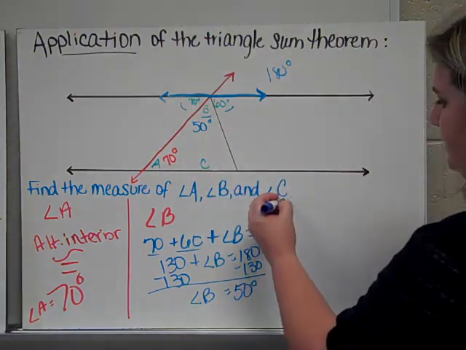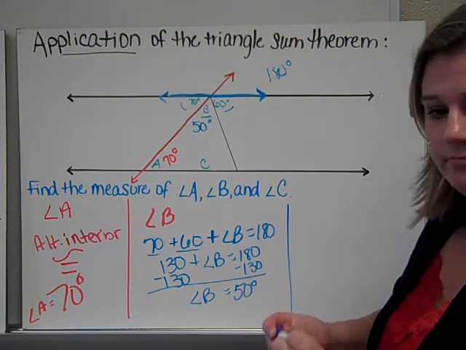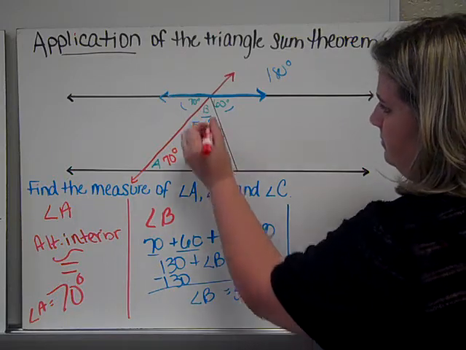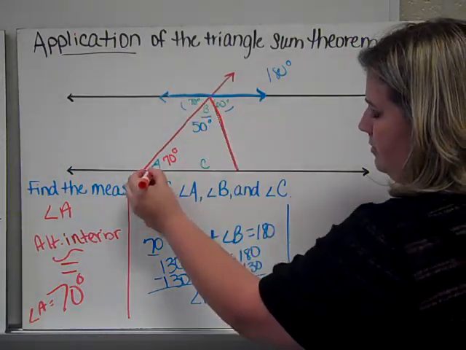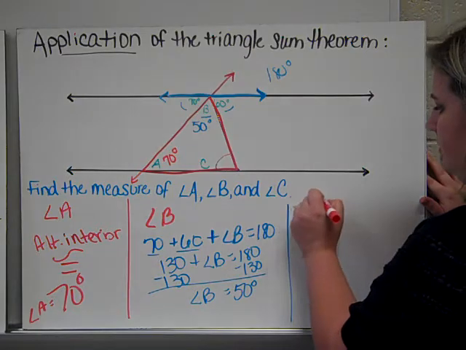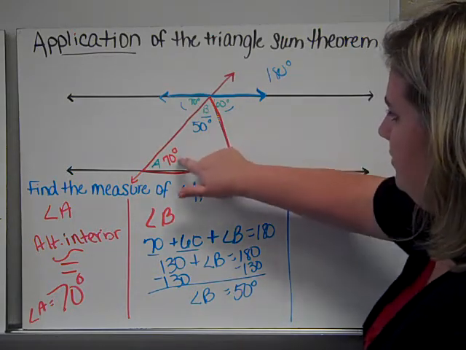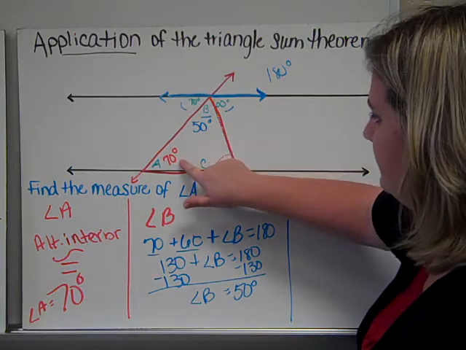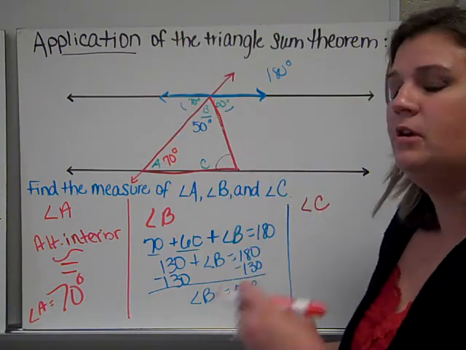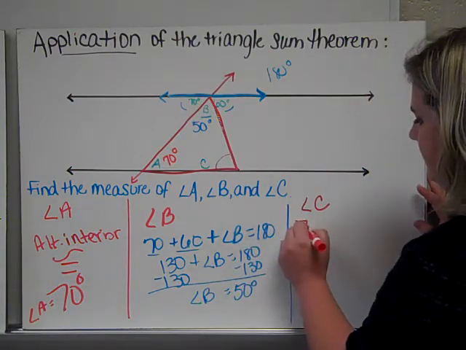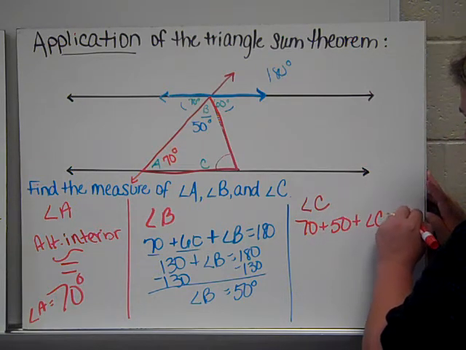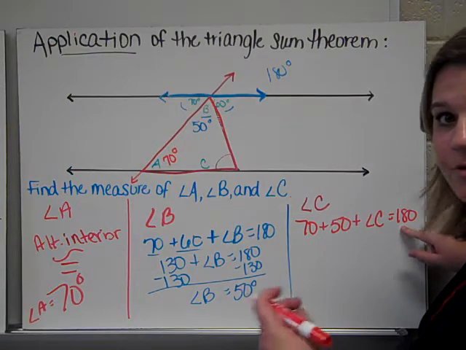So now, using the triangle, since I have this triangle right here, notice we're trying to find angle C, this one right here. Knowing the triangle sum theorem, that this is 70, that is 50, and we're trying to find this one, I know that all three of those angles are going to be 180 degrees. So 70 plus 50 plus angle C. All three angles add up to 180.